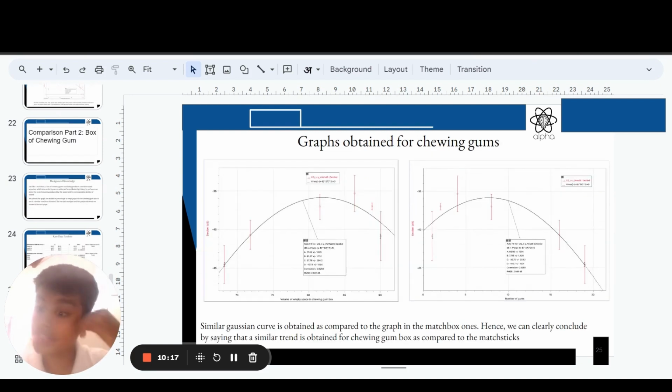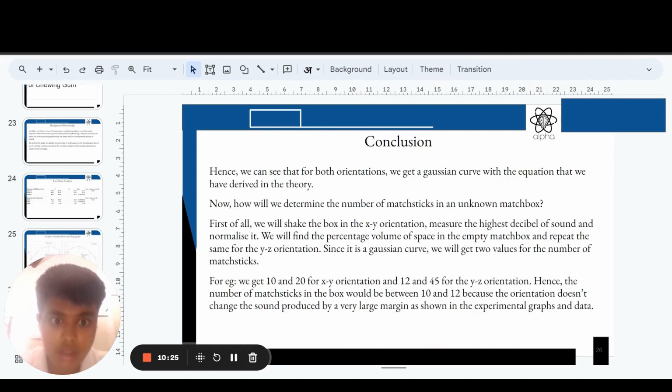I also did this with chewing gums in order to identify if this is true for other items as well, and I got a similar kind of graph. Hence, this was my conclusion, because for both variations we get a Gaussian curve with the equation that was derived in the theory.